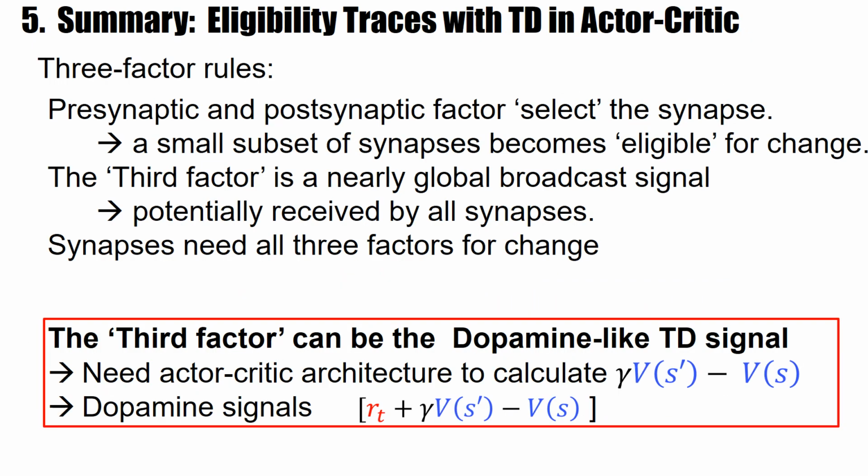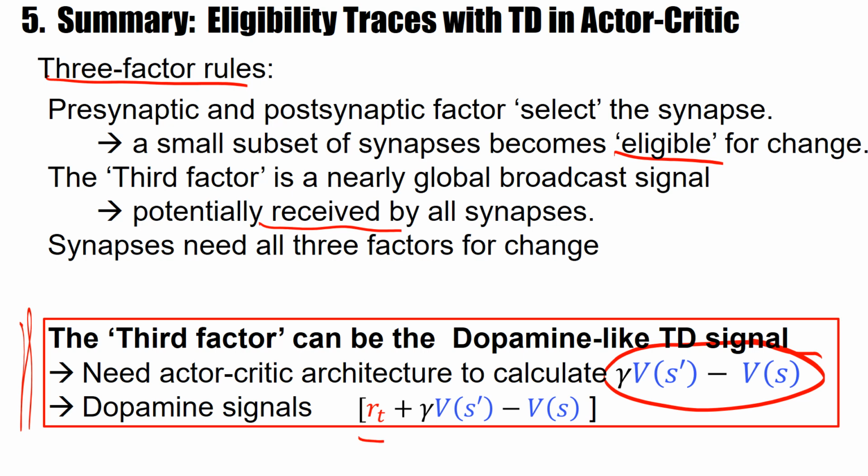So 3-factor rules. Pre- and postsynaptic factor together select the synapse. Subset becomes eligible. The 3rd factor is potentially received by all synapses. And the 3rd factor, and that's what's shown by this experiment, can be the dopamine-like TD signal. For that, we need an actor-critic architecture because we need critic neurons to calculate this difference. And then the dopamine signal would be just this.